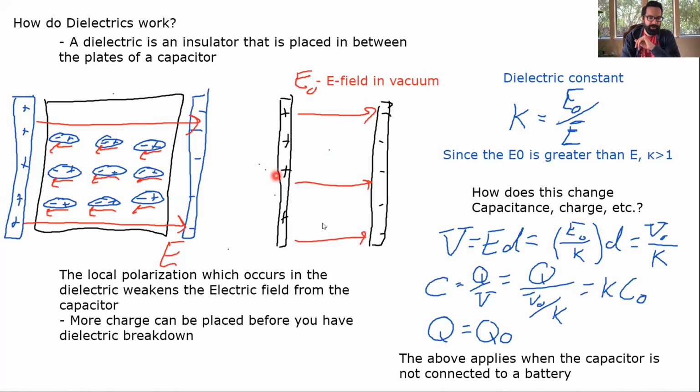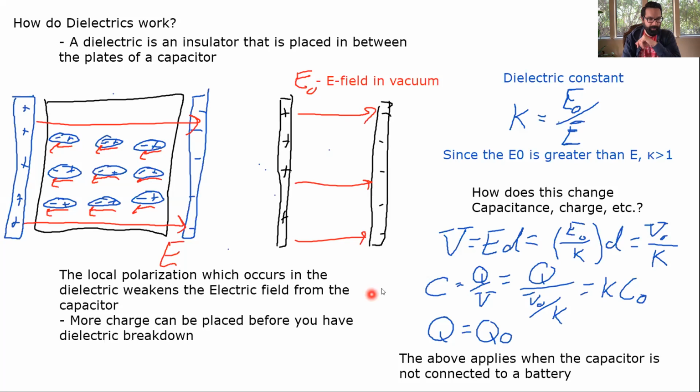This is my initial picture, right? I have an empty capacitor, and then I put the dielectric in. So here is my initial, here's my final. And this is what we did over here. Voltage is going to decrease, and since voltage decreases here, the denominator goes down, so capacitance goes up.